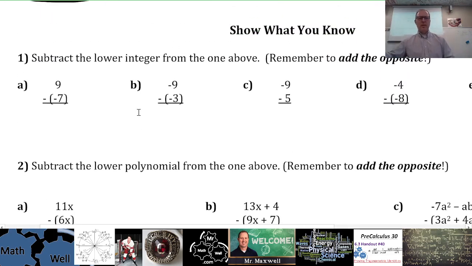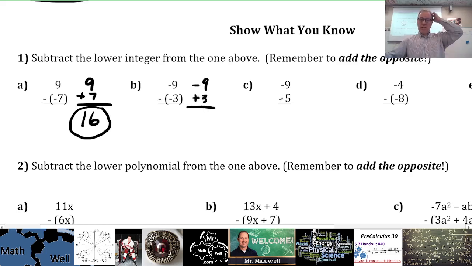So if I'm doing 9 minus negative 7, I'm going to change that to 9 plus 7, guys, right? I'm going to add the opposite. So 9 plus 7 is going to be 16. Awesome. So this one's going to be a negative 9. I'm going to change that to a plus and change this to a plus. So that's like plus plus 3, which is just plus 3.